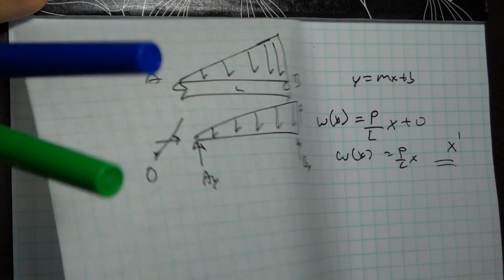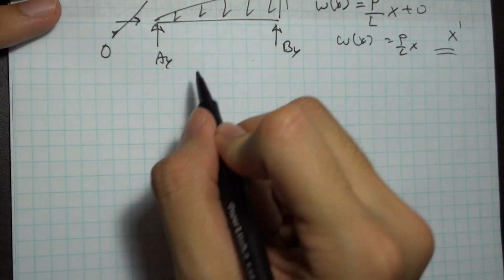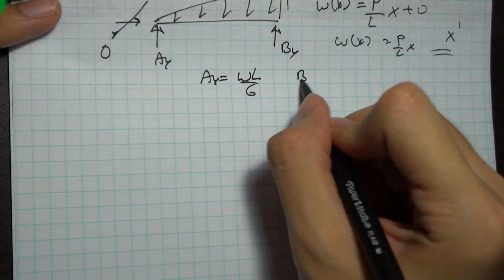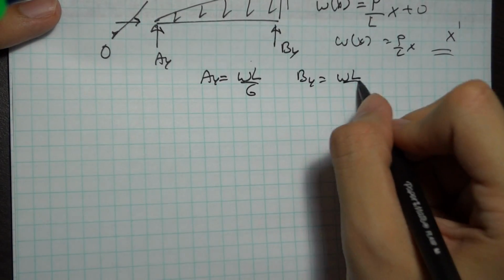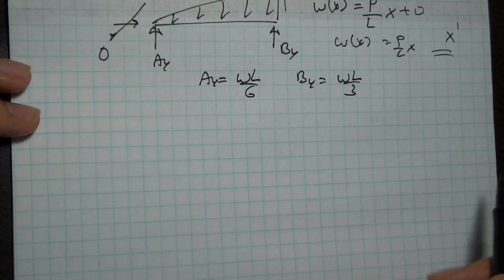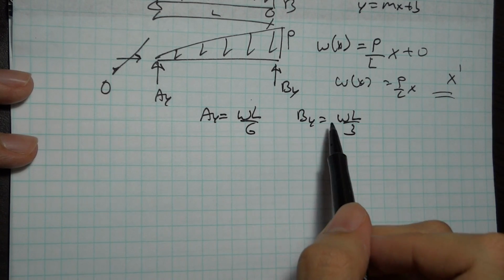Now let's look at the shear. The shear for this diagram, I will say that AY is equal to WL over 6 and BY is equal to WL over 3. I'm not going to say how I got those, but that's just for your reference. The important thing to note is that AY is 1/2 of BY.